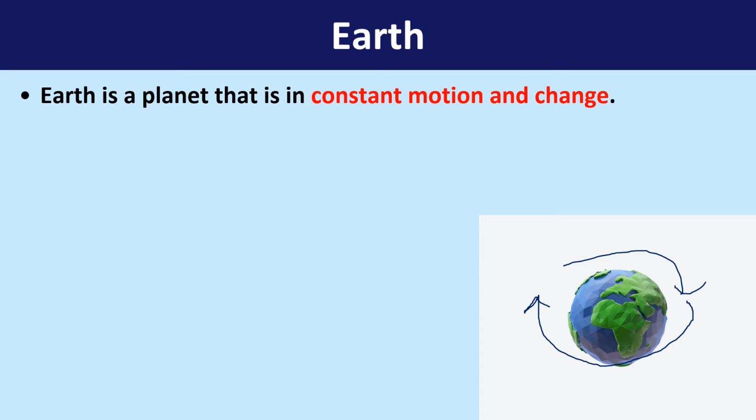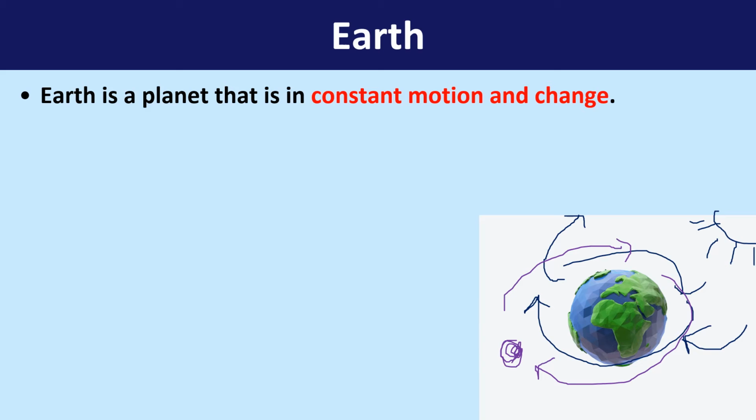You guys know one rotation means one day. We have morning and evening. But at the same time, we also revolve around the sun, if there's a sun in the pictures. So that itself is in constant motion. And at the same time, we have the moon that also goes around in a circle as a satellite. So as you may notice, we are undergoing a lot of constant motion and changes.